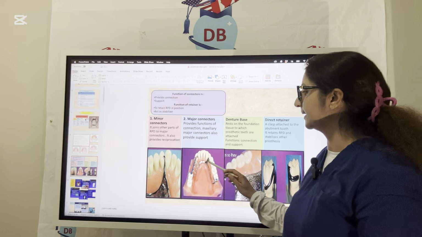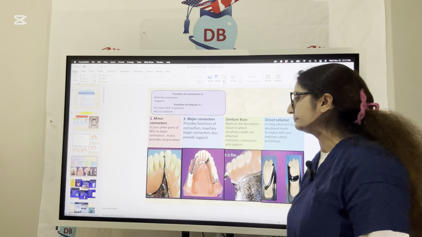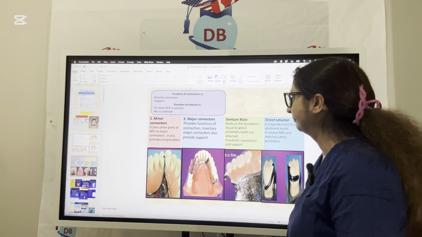Now the third component is going to be the rest. If you can see here, there is an occlusal rest here. The function of the rest is to mainly provide the vertical support so that the denture is not impinging down on the mucosa. So we have different types of rest design. We have the occlusal rest seat, the incisal rest seat, the cingulum rest seat, and the canine rest seat.